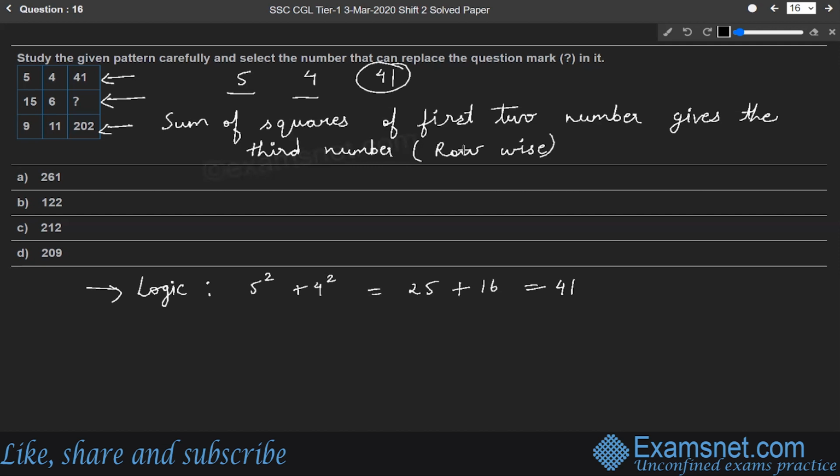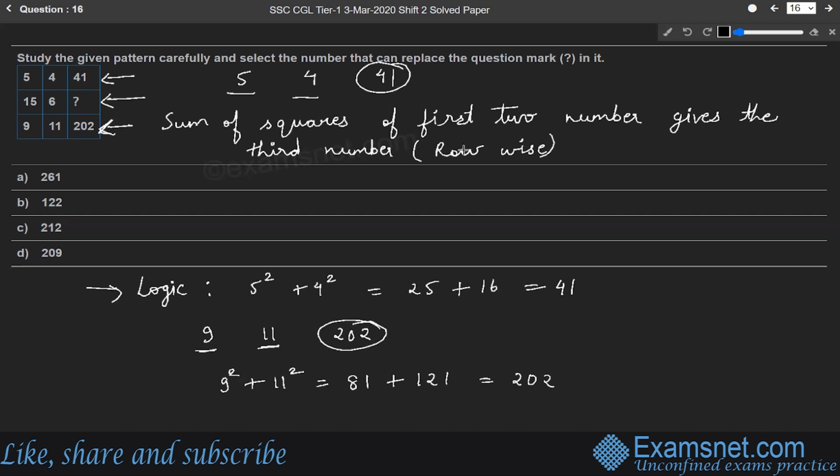In the third row, the numbers are 9, 11 and 202. So the sum of squares of the first two numbers. The first two numbers are 9 and 11. So 9 square plus 11 square. What is the square of 9? 81 is the square of 9. And 11 square is 121. 81 plus 121 is 202, which is the third number. So the logic is correct for the third row too.